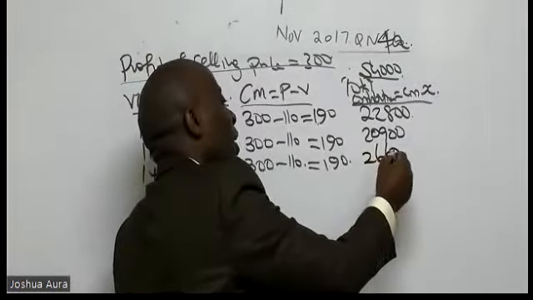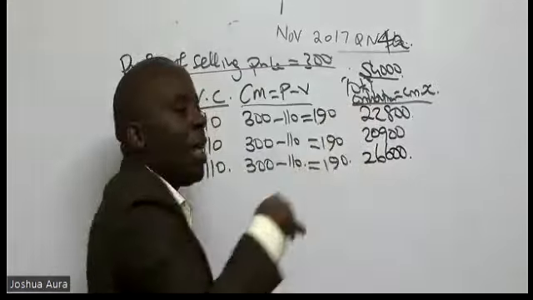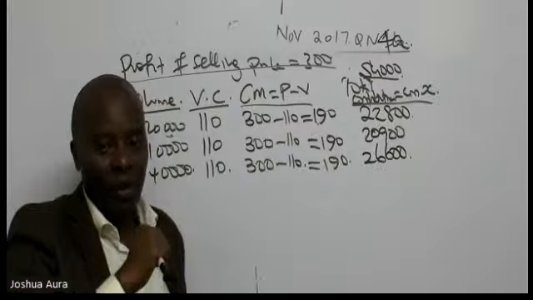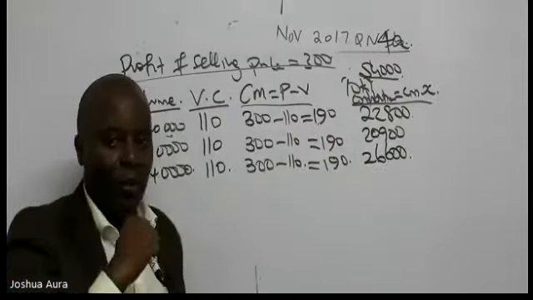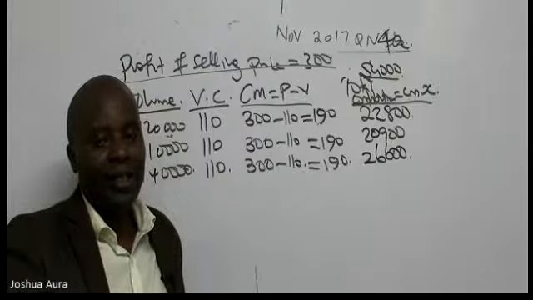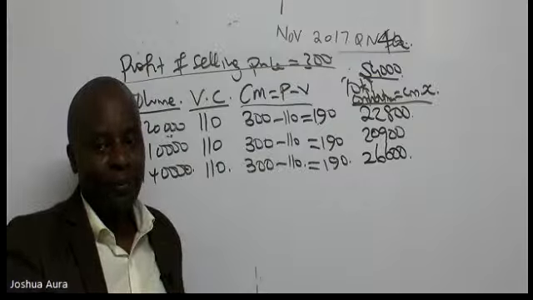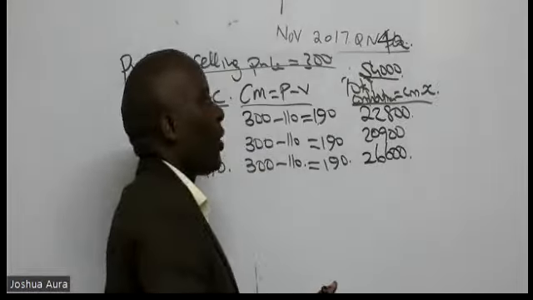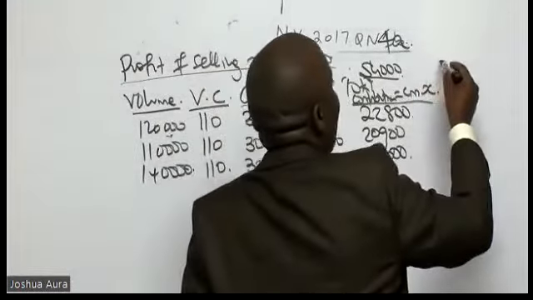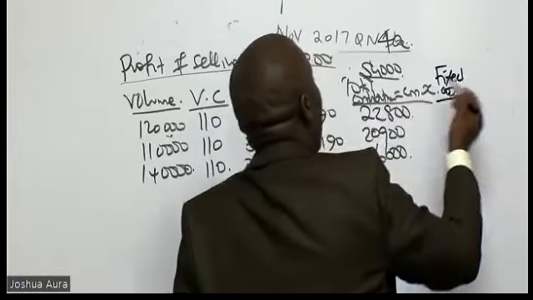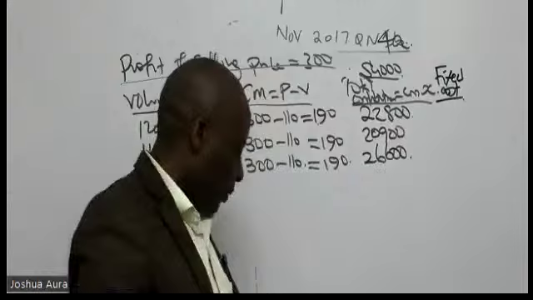Now, out of this, we are supposed to shave something. To be able to get profitability, there is some shaving to be done. What am I supposed to deduct from total contribution to get profit? Fixed cost, isn't it? We are supposed to deduct fixed cost. So please come here and give us the firm's fixed cost.